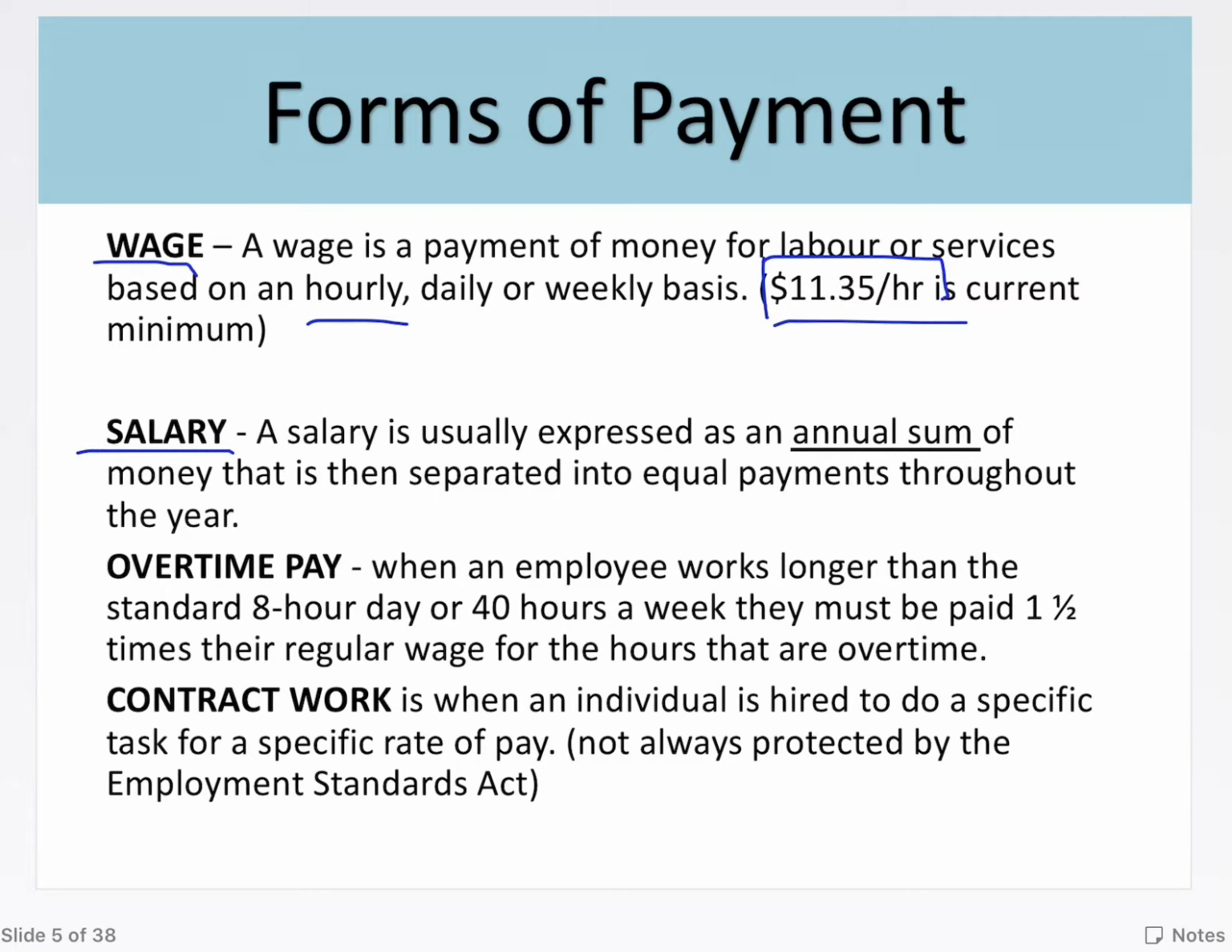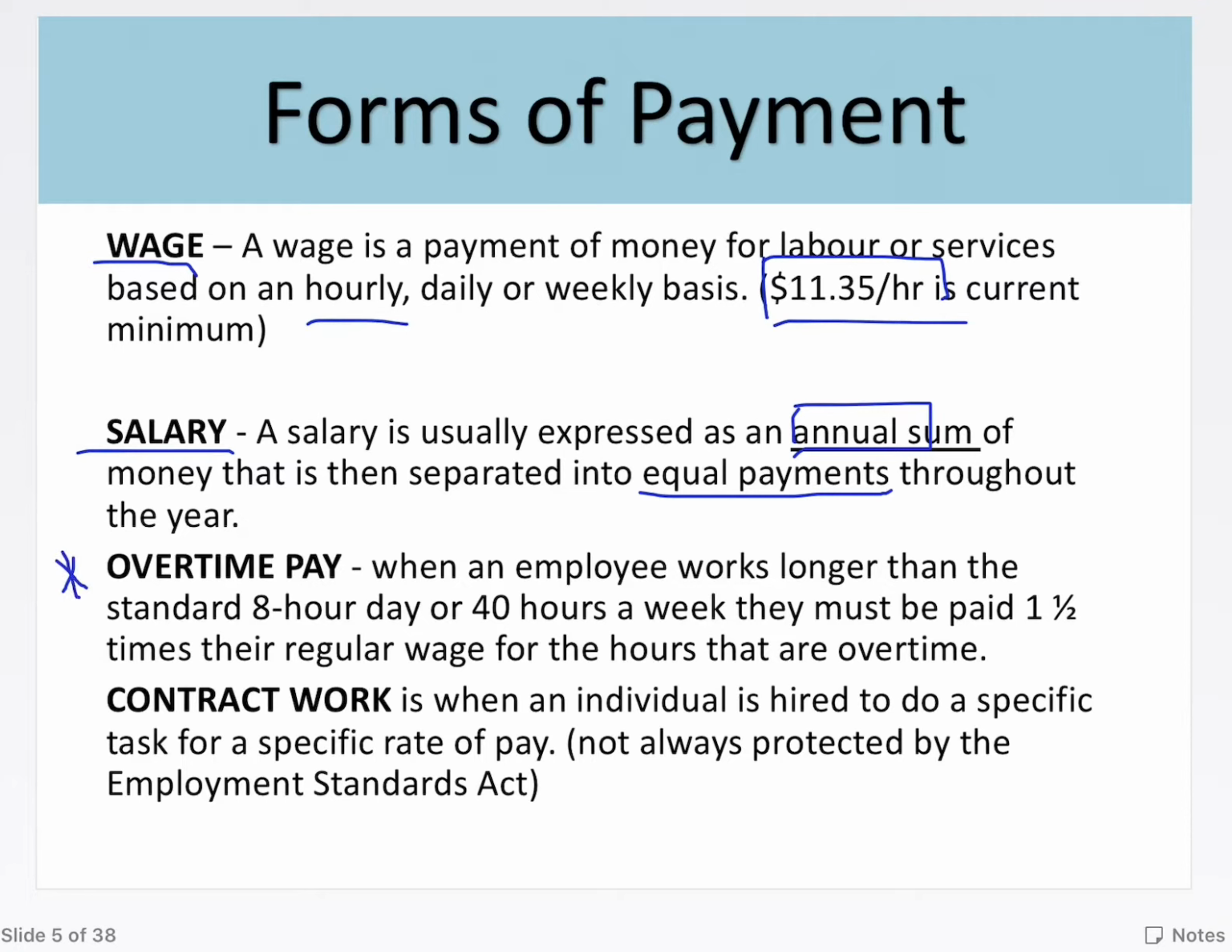Salary is a common agreement where your contract is based off of an annual sum. So you sign a contract saying you have an annual or a yearly salary, and then that money just gets paid out to people in equal payments. So for example, teachers have a salary contract, and then we get paid out monthly.